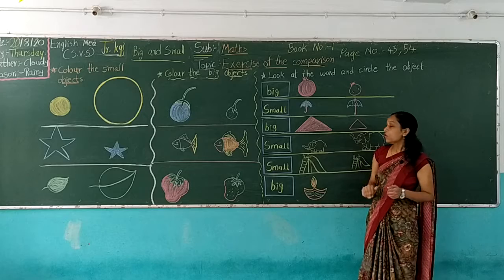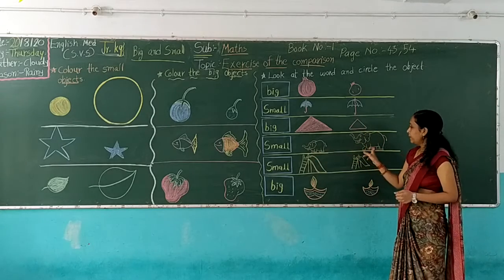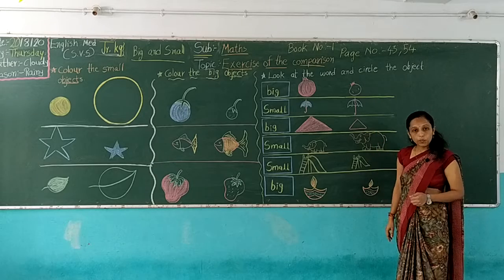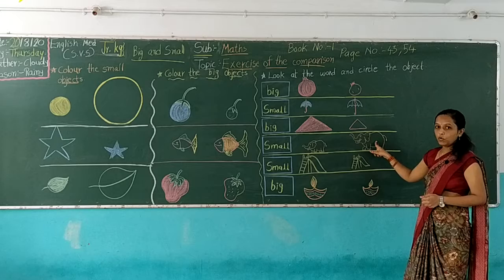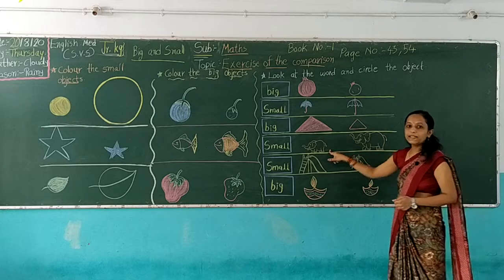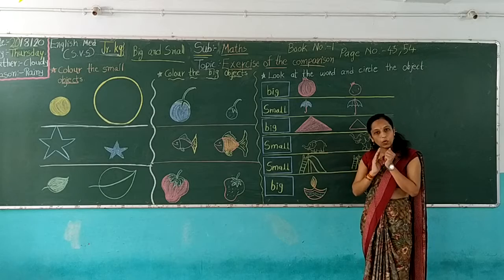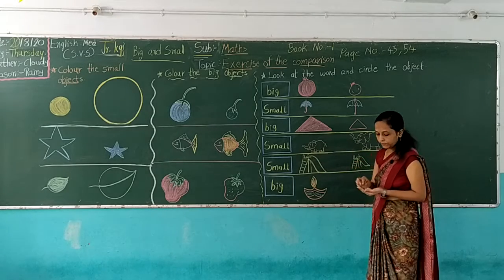S-M-A-L-L. Small. So here I drew two elephants. One is big and the other one is small. So which elephant is small? This? No. Tell me which elephant is small? This? Yes. This elephant is small. So color only the small elephant.